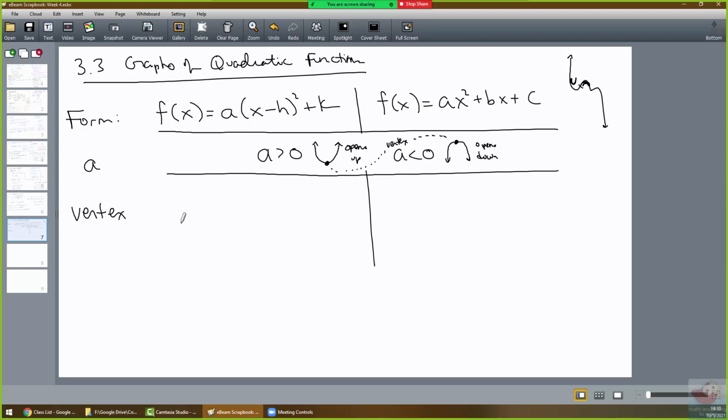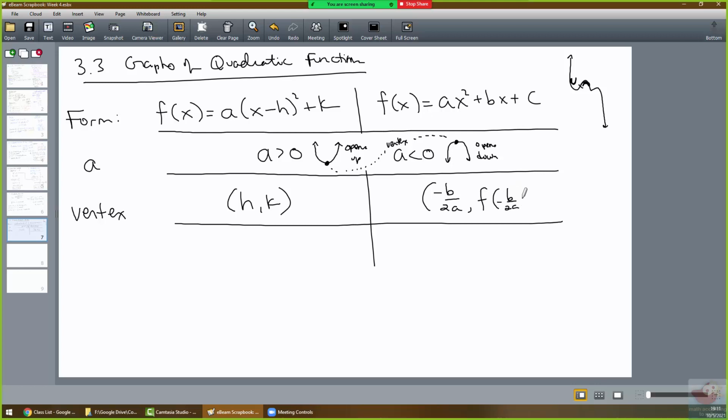However, when you are in HK format, the vertex is very nice to find. It's literally h comma k. So you can just look at it and go, I know what the vertex is. When you are in ABC format, the vertex is more exciting to find. You need a formula. The formula is going to look cray-cray, but let's explain what's going on. The x-coordinate of the vertex is given by negative b over 2a. The y-coordinate of the vertex is given by f of negative b over 2a.